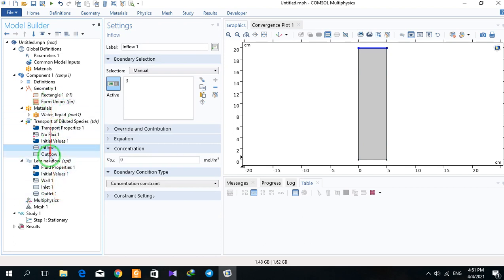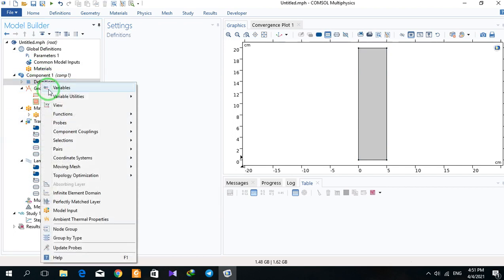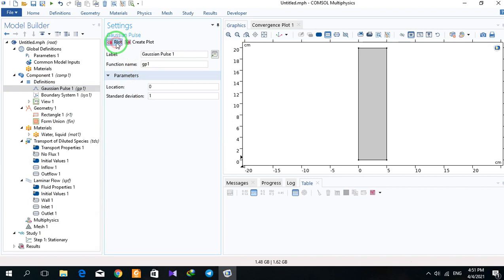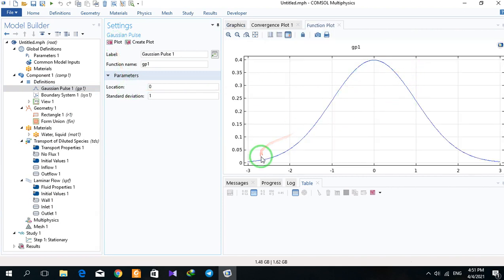So I will introduce inflow as a function. I right click on definition function, and I can define a pulse or Gaussian function. So if I define this pulse function, I can use it to define the inlet of the reactor.